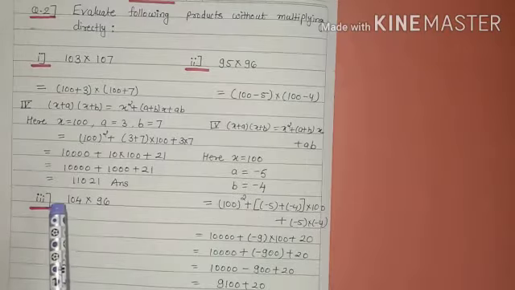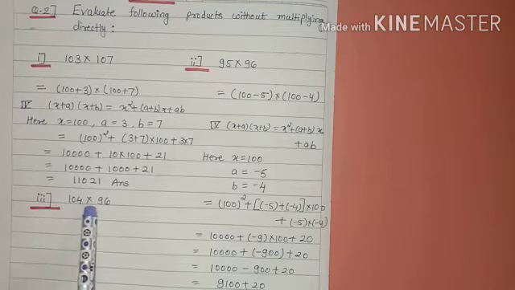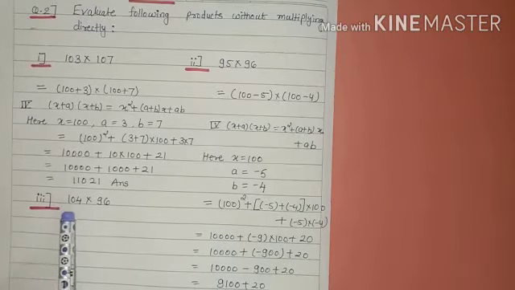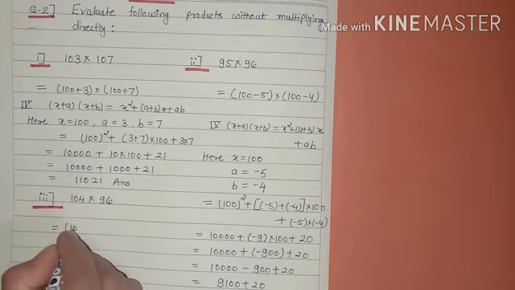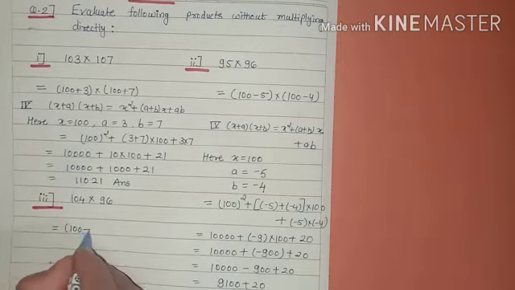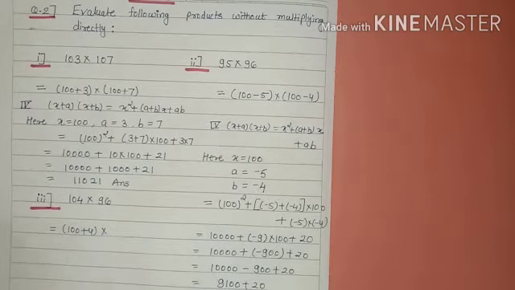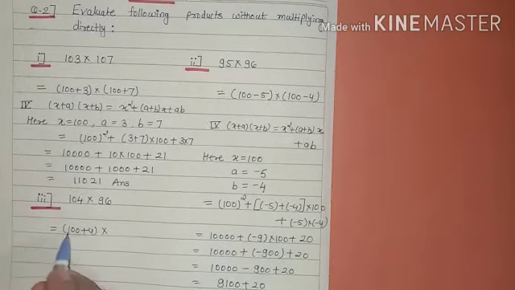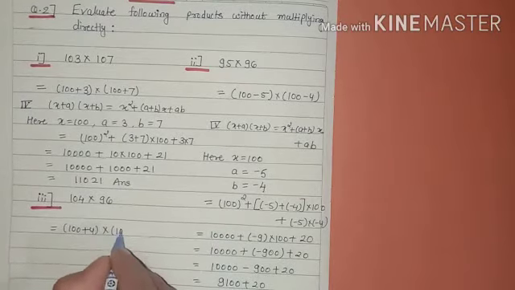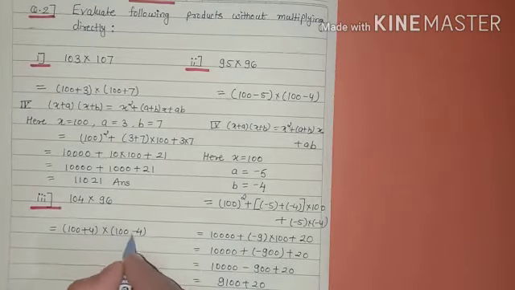The third part of this question is 104 into 96. You have to find the product without directly multiplying. So how can we break this? We can break 104 as 100 plus 4. And how can we break this 96, using these two numbers 100 and 4? Obviously 100 minus 4.